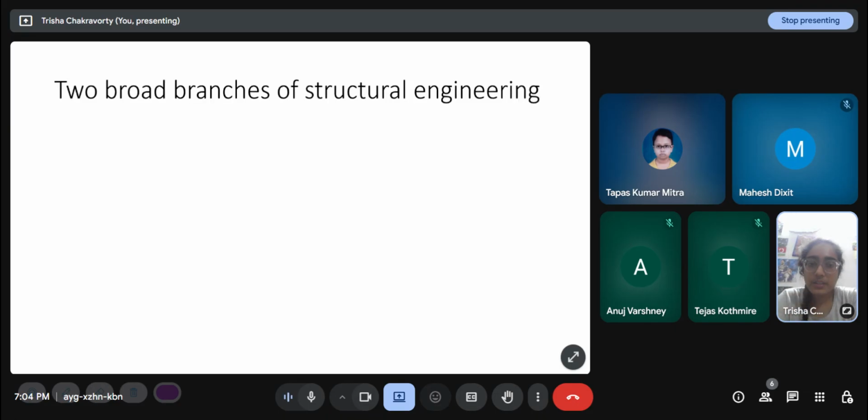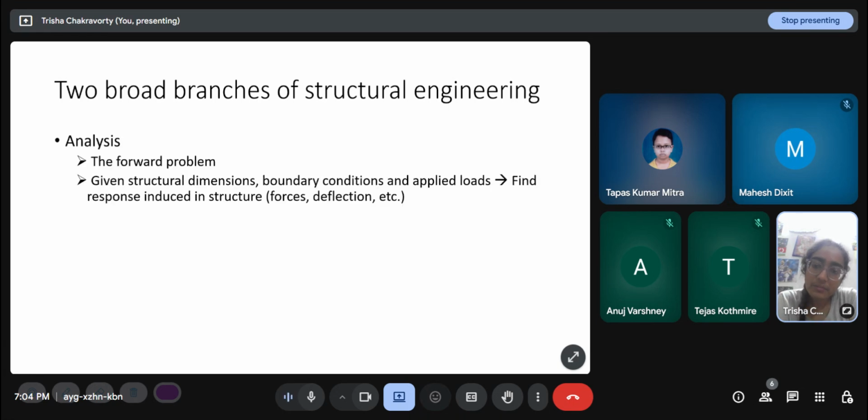There are two broad branches of structural engineering, as we have discussed: analysis and design. Analysis is the forward problem, where we are given the structural dimensions, boundary conditions, and applied loads, and we have to find the response. So, everything about the structure we already know. We want to find the response induced by those applied forces, keeping in with the boundary conditions. Response is basically of two types: forces or stresses, and strains or deflections. Generally, the forces relate to the collapse or ultimate limit states, and the deflection or strains relate to the serviceability limit states. And design is the inverse problem.